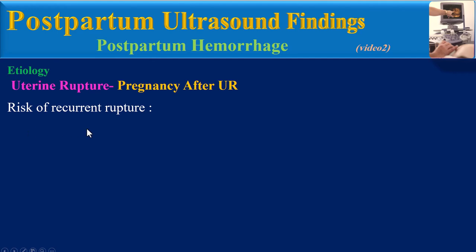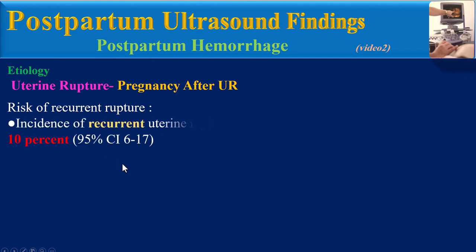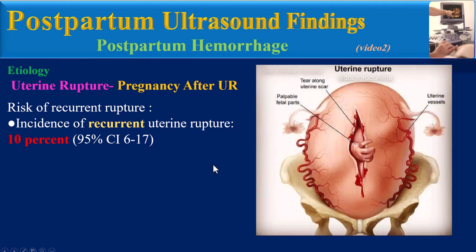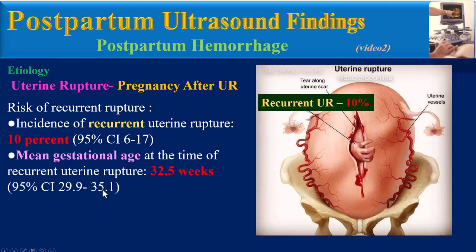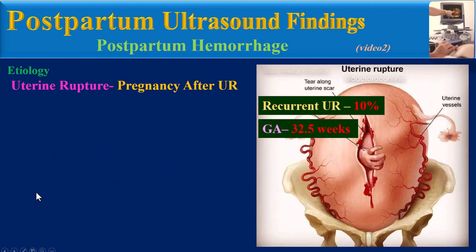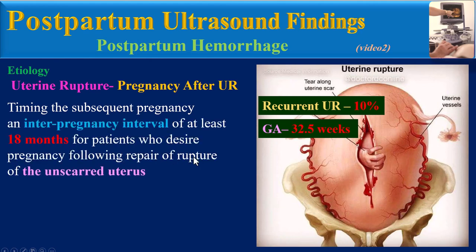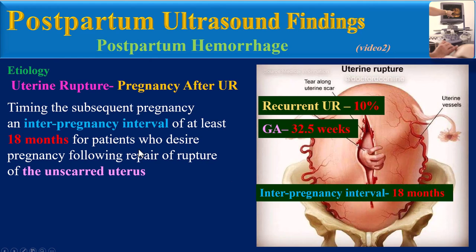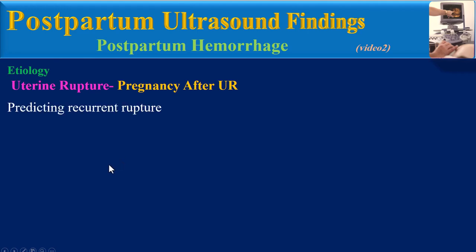What is the risk of recurrent rupture in the next pregnancy? The incidence of recurrent uterine rupture is about 10%. The mean gestational age at the time of recurrent uterine rupture is about 33 weeks. But here there is an important question. What is the best timing for the subsequent pregnancy? An inter-pregnancy interval of at least 18 months is recommended for patients who desire pregnancy following repair of rupture of the unscarred uterus.